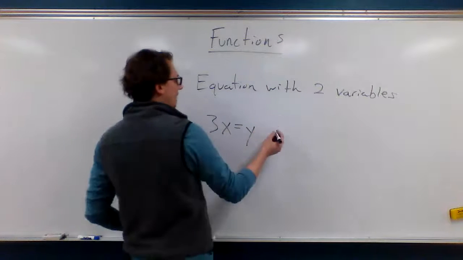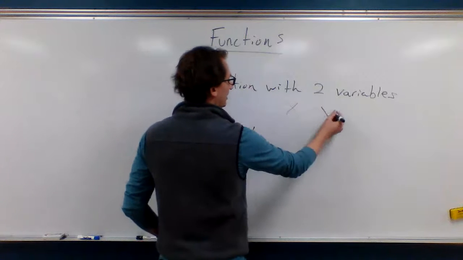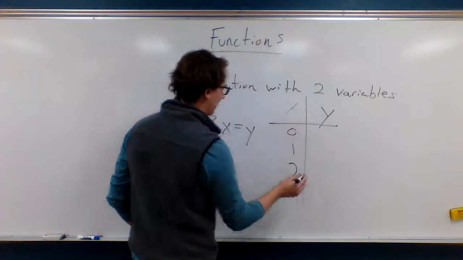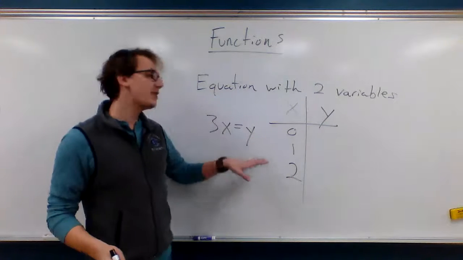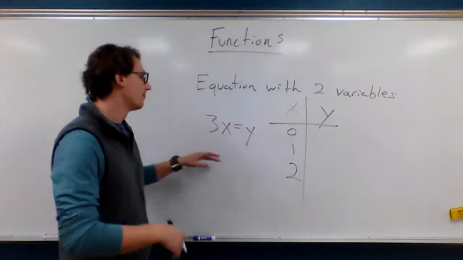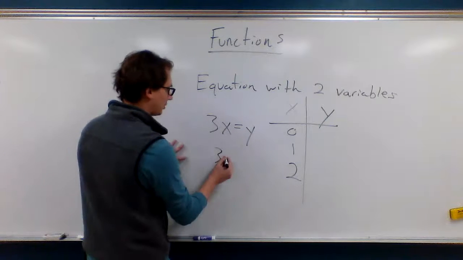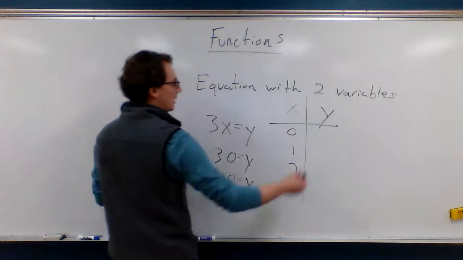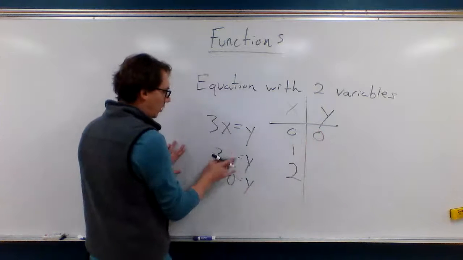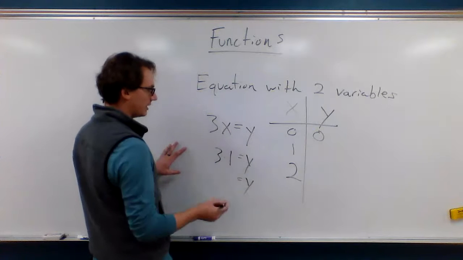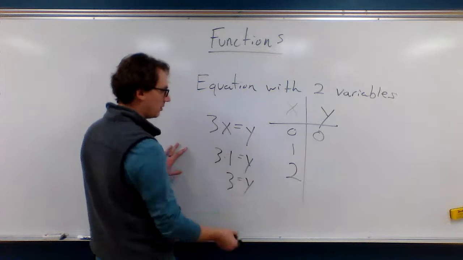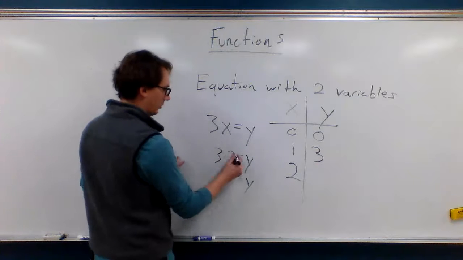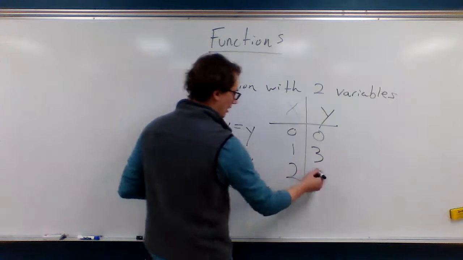Let me demonstrate. Let's make a really quick table, x and y. And let's go just 0, 1, 2. Let's keep it simple for now. For each of these values, when I plug them in, I'm going to get a different number. If I plug 0 in, that becomes 3 times 0 equals y, and then 0 equals y. So y will be 0. For 1, 3 times 1 equals y. 3 times 1 is 3, so 3 is what y is. For 2, 3 times 2 is 6, so 6.